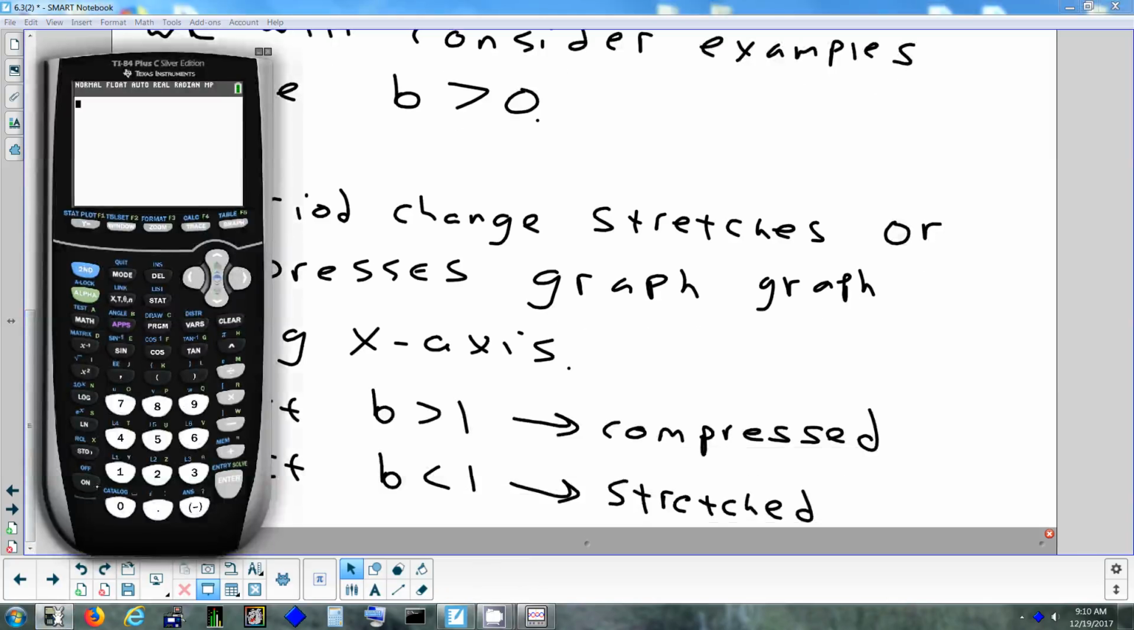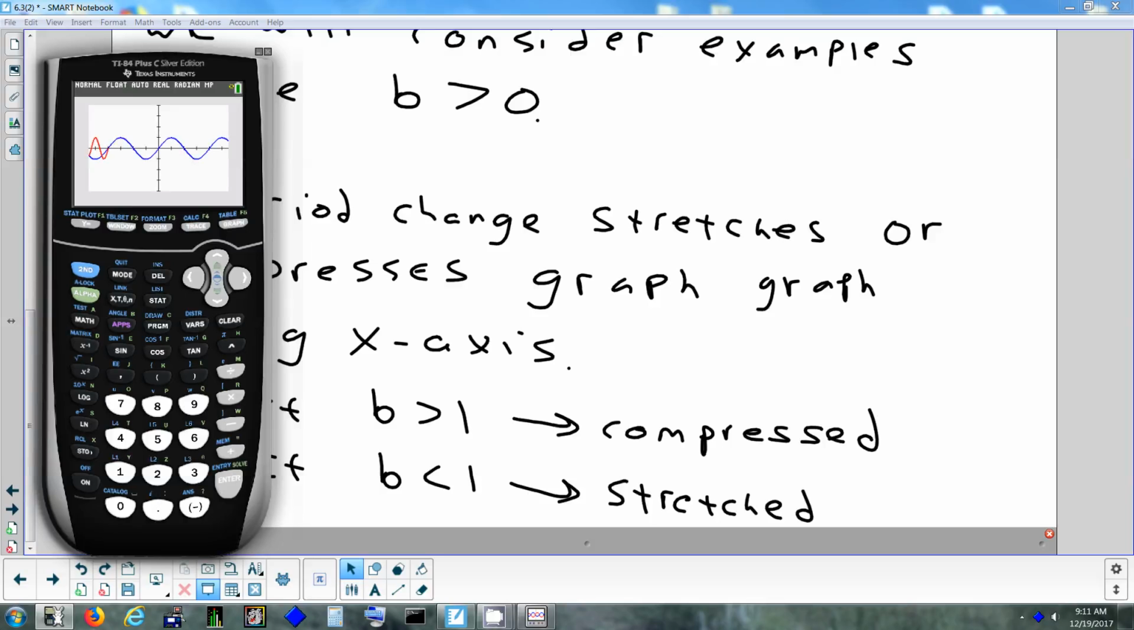Okay, so if I were to graph sine of x and sine of 3x, what's going to happen with the 3x is it's going to be compressed by a factor of 3. You could also say stretched by a third, because if you stretch something by a fraction, it really compresses it. So, for every one cycle of sine, you're going to get 3 cycles of the red one.